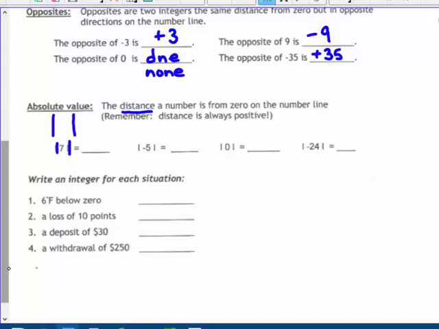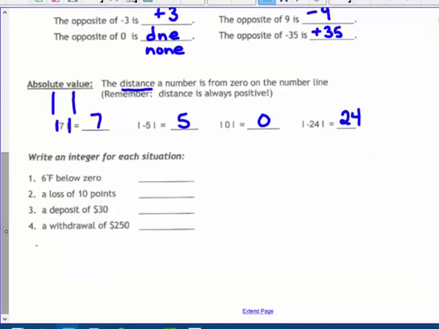So the absolute value of 7 is 7. How far away is 7 from 0 on the number line? The absolute value of negative 5, how far away is it from 0? Well, it's 5 hops away, so its absolute value is 5. The absolute value of 0, how far away is 0 from itself? 0 spaces on the number line. And the absolute value of negative 24 is 24. So you can see absolute value is just the number itself that's inside that symbol without any signs on it, positive or negative.